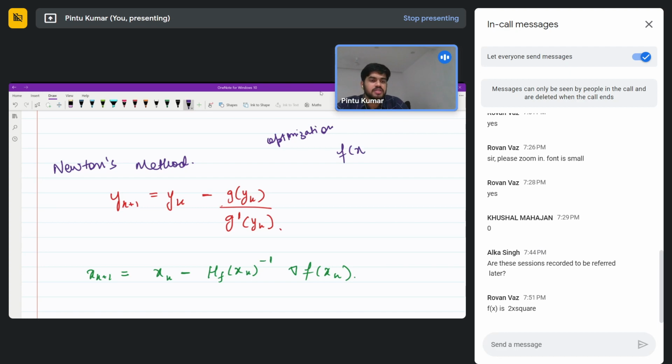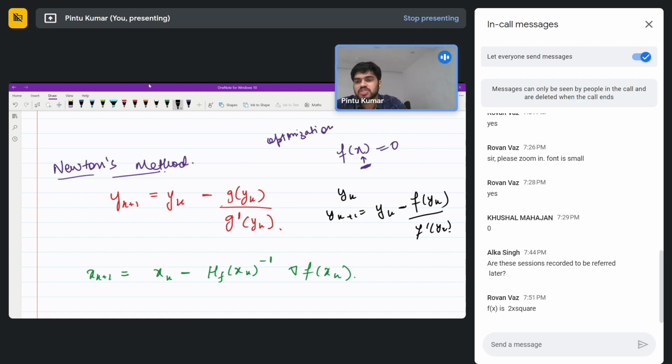Let's say you have some f of x and you want to find a point such that f of x is equal to 0, but you don't have any explicit solution to find it. Then you use a numerical technique called Newton's method to find the root. You begin with some point yk and then move to the next point yk plus 1, given by yk minus f of yk divided by f dash of yk.